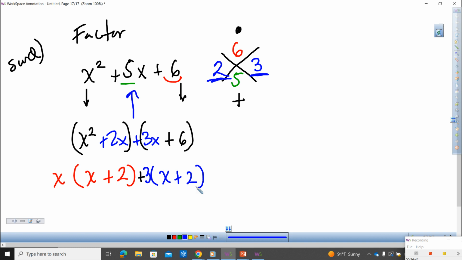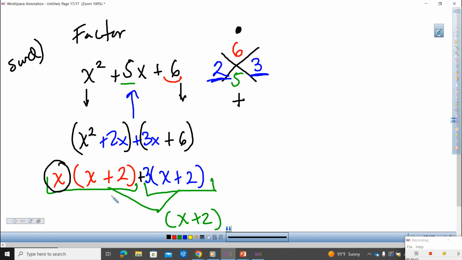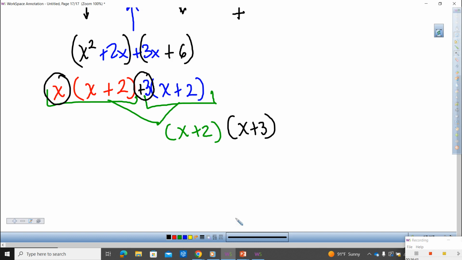Are we there so far? All right. You're like, it's kind of long. I know, I get it. Here we go. Question. What's the same here and here? x plus 2. That's my first factor. x plus 2. And last but not least, what's left if I take out the x plus 2 from the red? 1x. What's left here if I took out the x plus 2? Plus 3. So my second factor is x plus 3. These are my factors.